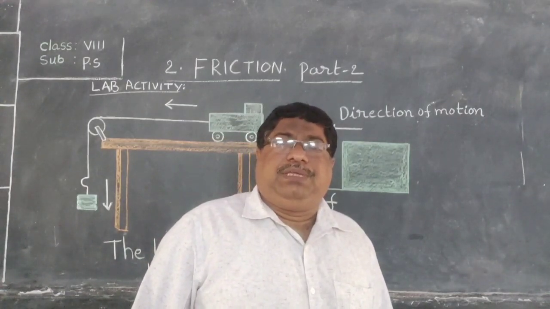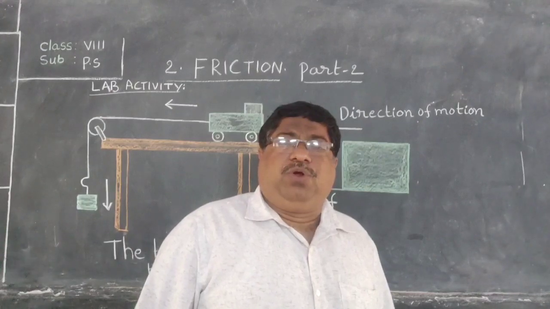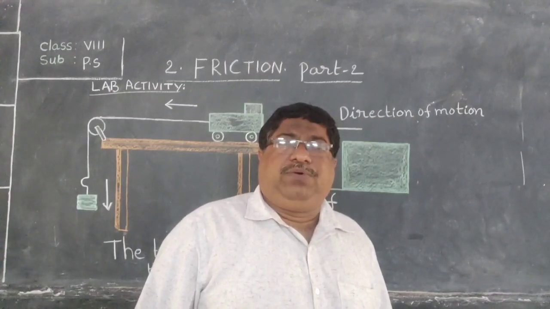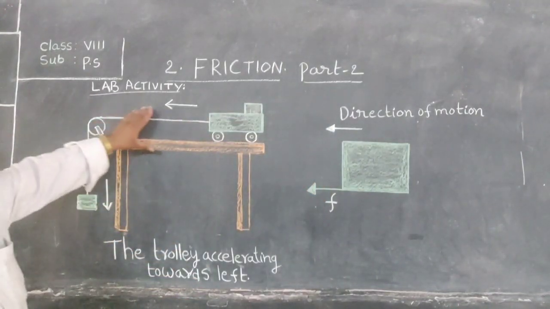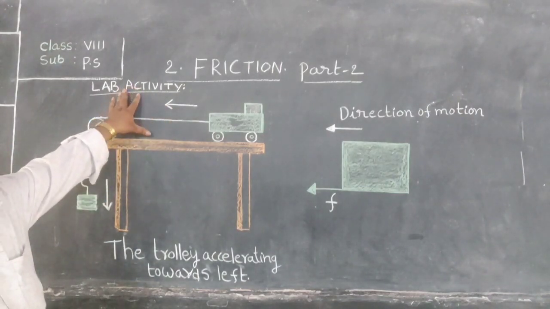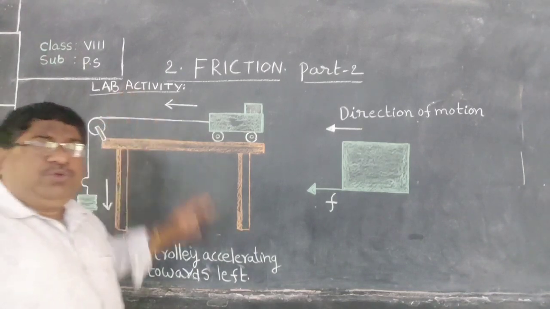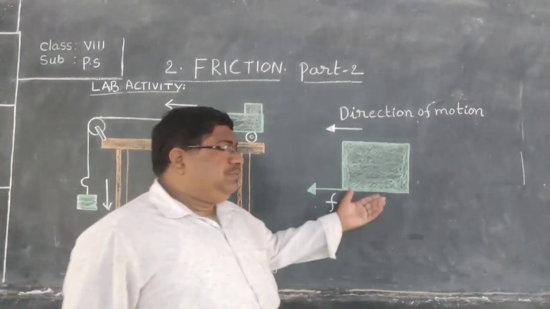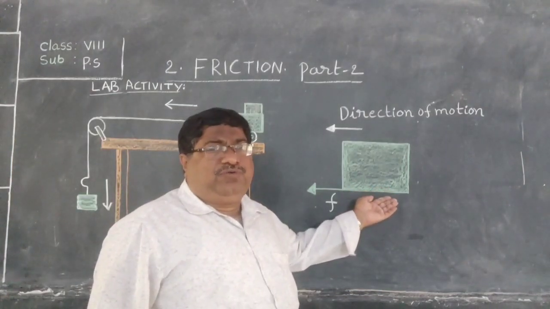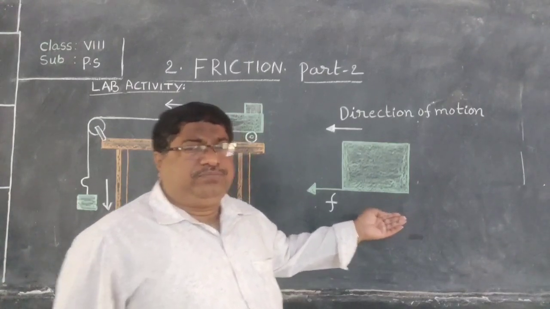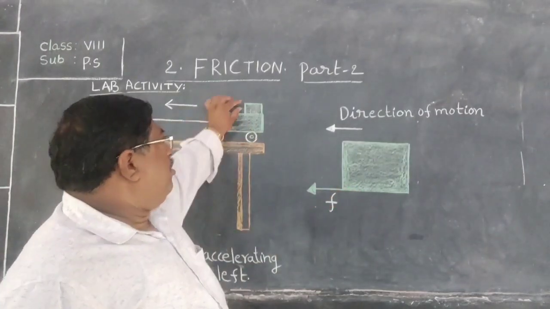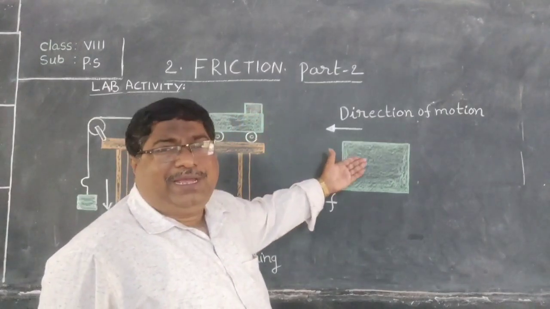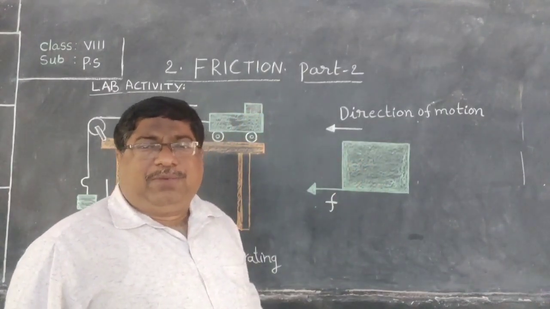Today, in this video, you are going to learn about one lab activity. This arrangement is called the lab activity. Previously, you learned about force. This is the diagram for the frictional force. See here, this is the block diagram. We can take it as a book diagram also.